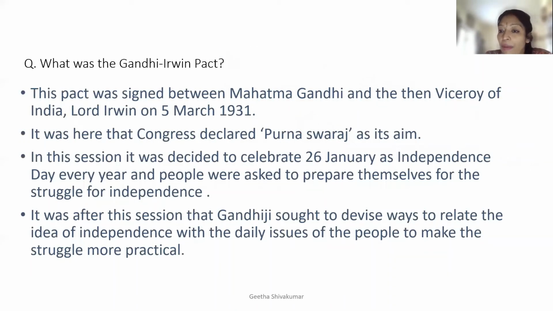What was the Gandhi-Irwin Pact? In the previous slide we learned that Gandhiji gave an ultimatum through his letter to Irwin, where he clearly said that if the demands were not fulfilled, he would break the law. This pact was signed between Mahatma Gandhi and the Viceroy of India, Lord Irwin, on March 5th, 1931. It was here that Congress declared Purna Swaraj as its aim. Already it had been declared, as we learned in the Lahore session.